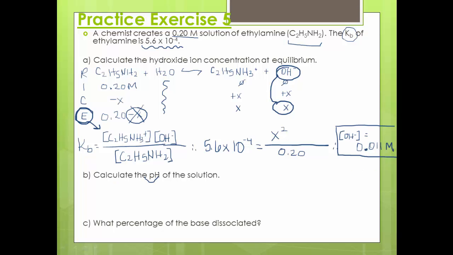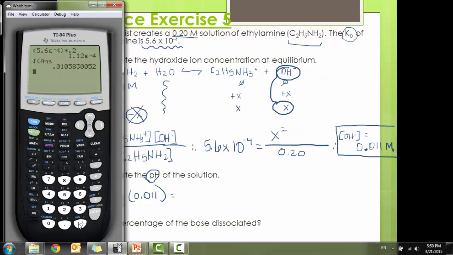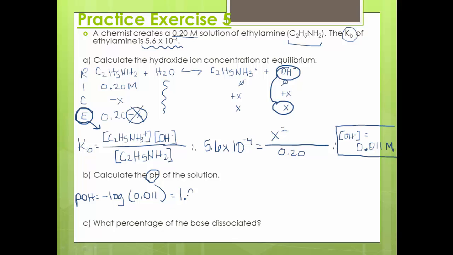Part B is calculate the pH of the solution. Well, we're given the OH concentration. So if we negative log the OH concentration, that's going to give us pOH. That's a good starting point. So let's do that. The pOH is going to be the negative log of 0.011. So let's grab our calculator and solve for that. The negative log of 0.011 is 1.96. That is the pOH.